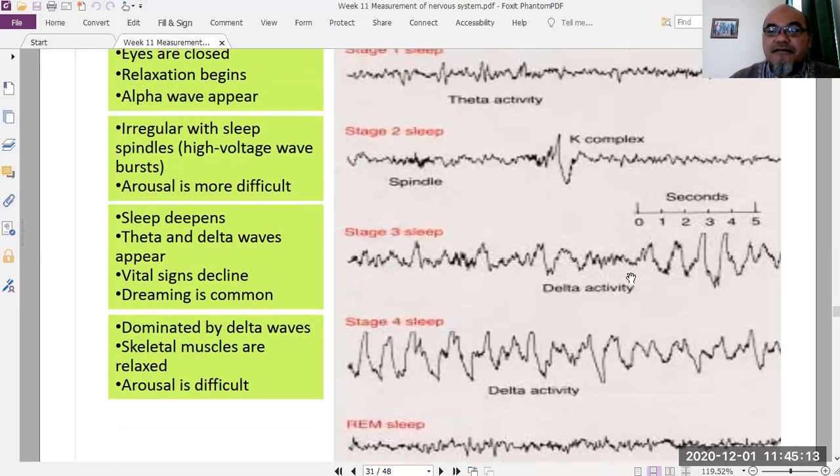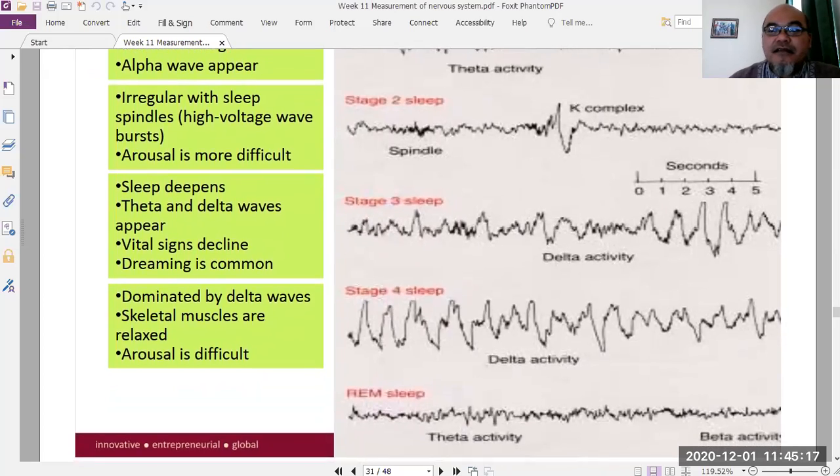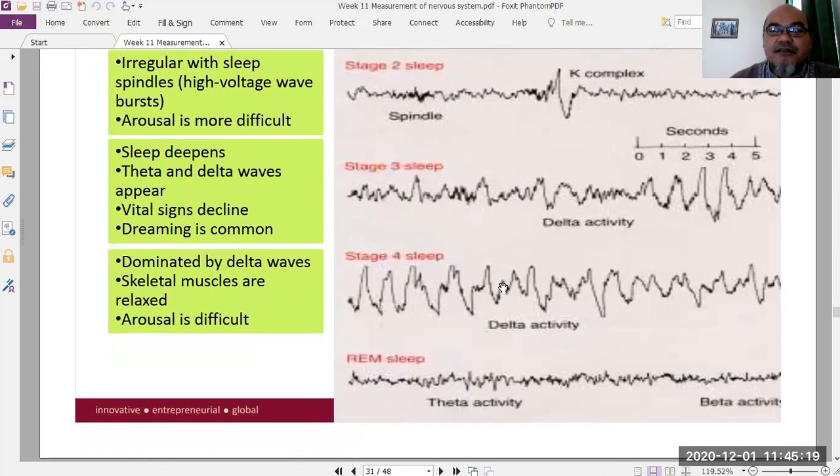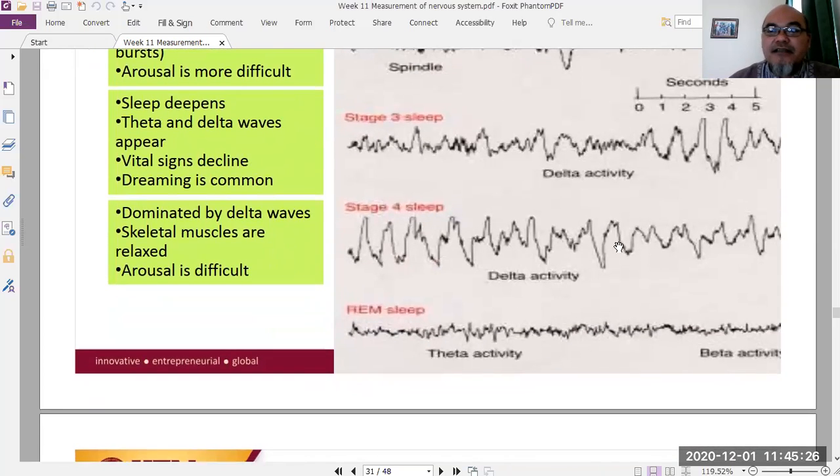This is the delta wave. This is the theta wave. Then afterwards, stage 4 is dominated by delta. Sorry, this is the theta and this is the delta. Delta is dominant in stage 4. After that, you reach REM sleep, where you have theta and beta activity.